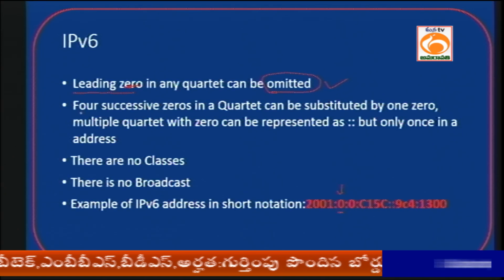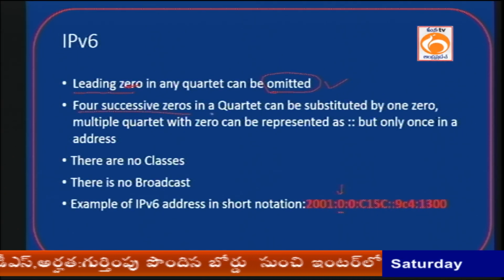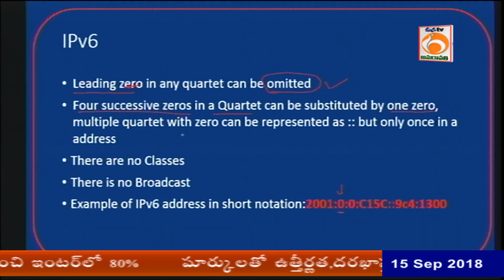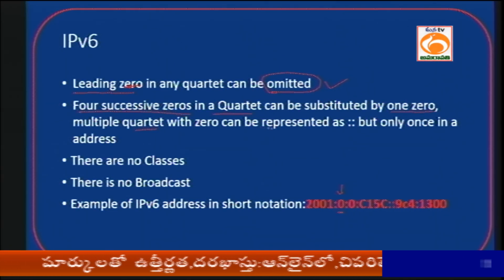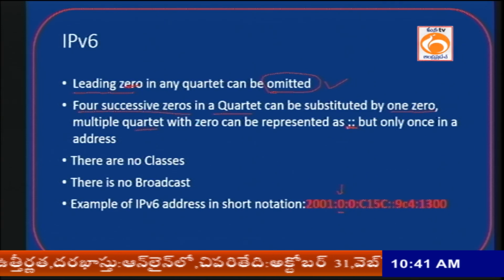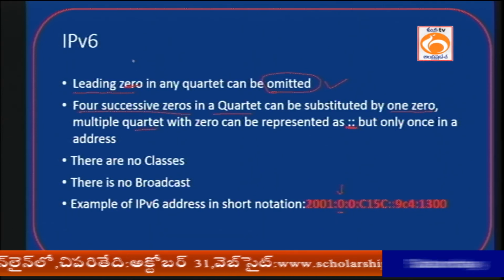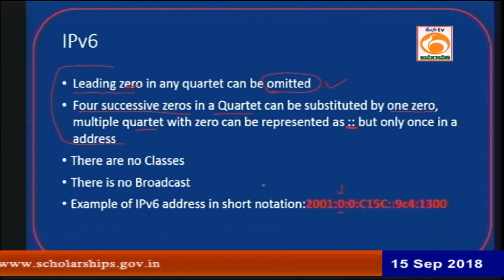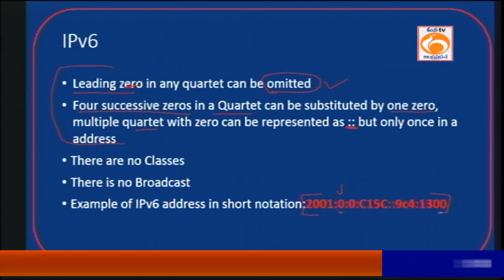If you have 4 consecutive zeros in one quadrant, we can substitute with one single 0, and if you have multiple quadrants successively with zeros, we can represent with just a double colon. So, by applying these two rules on the previous page IPv6 address, you can see it has become so short by applying those rules. Okay.